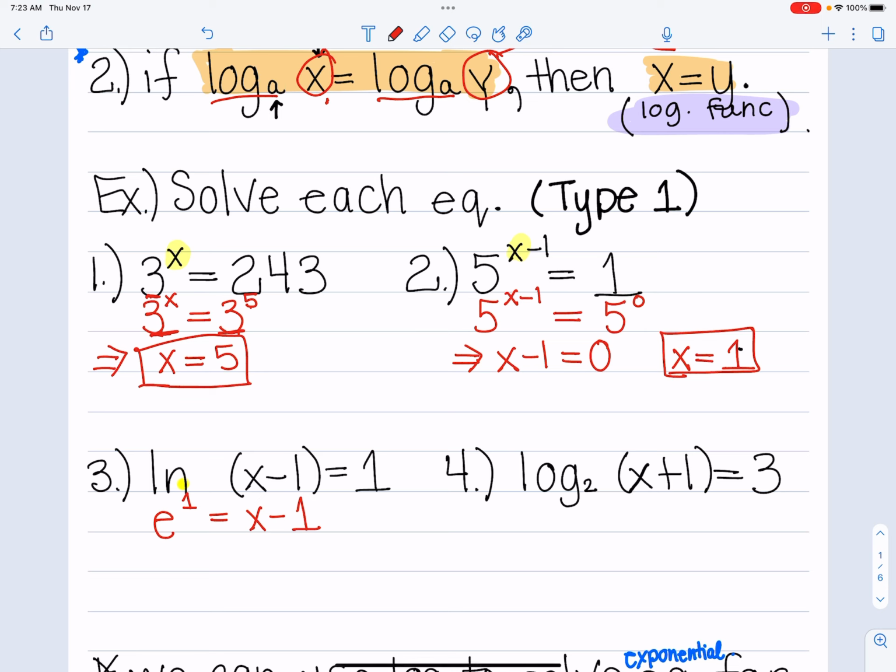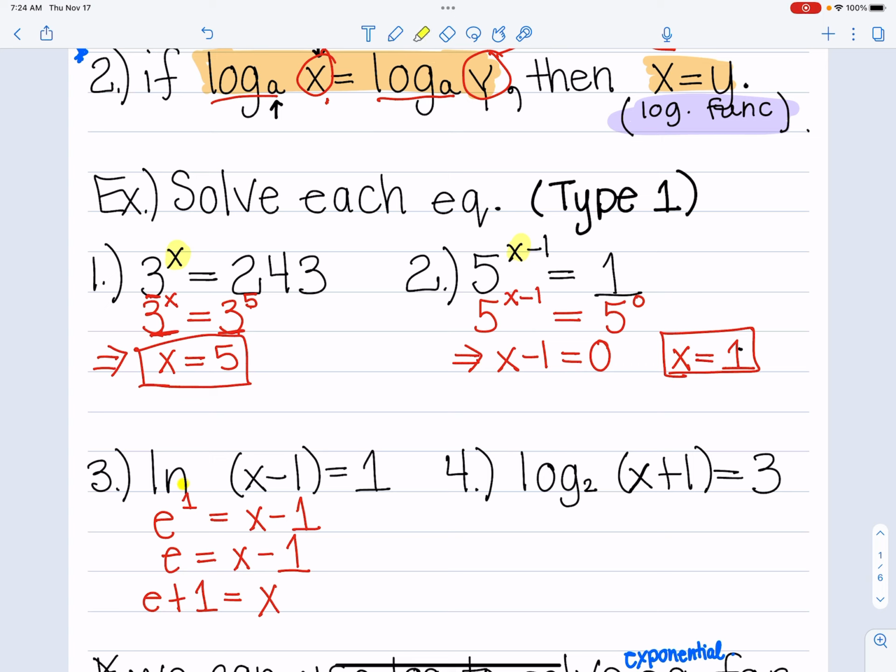Anything raised to the power of 1 is just itself. Remember, e is like pi. It has a value, but instead of writing that value, we use the letter e. Now, how would you solve for x? We would have to add 1 to each side, and we leave it just like this.